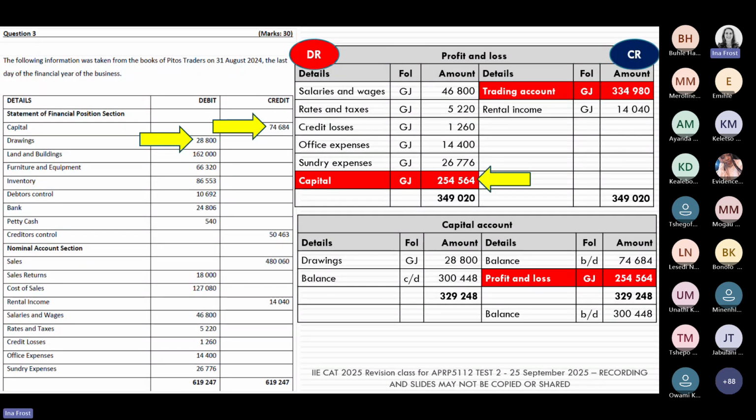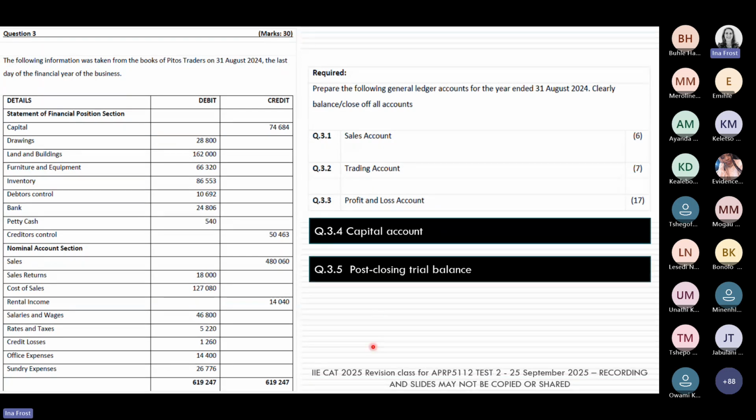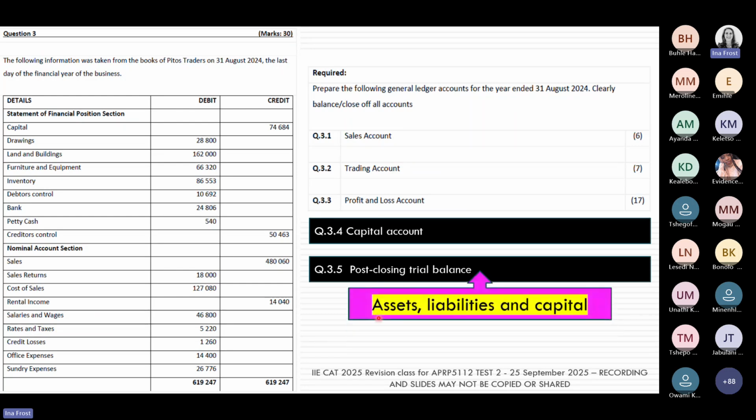Now, the last thing that we can ask you in a question like this is to prepare the so-called post-closing trial balance. That is different from this trial balance, which was the one after we've done the closing entries. This has got all your assets, all your liabilities, all your income, all your expenses. But what we can still ask you to do is the post-closing trial balance. In this trial balance, there's only assets, liabilities, and capital.